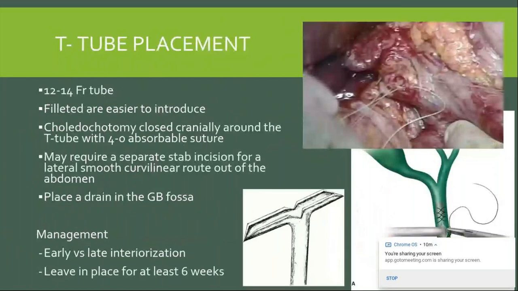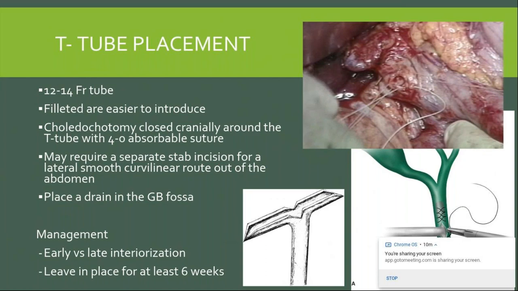So T-tube placement, it was mentioned before, but what is a T-tube? So the T-tube is a right angle set of tubes. The small picture that's black and white is the cut version, but it's 12 or 14 French. What I've shown you is the filleted version of the tube. So that's kind of how you want to fashion it yourself with a pair of scissors in the OR. You have one end that is typically a little bit longer than the other, and then you have those triangles cut out in the center. And so when you're pulling it out, it's easier for it to come out of the common bile duct. And it's also easier to place because you can kind of fold it in half and let it spring open within the common bile duct.